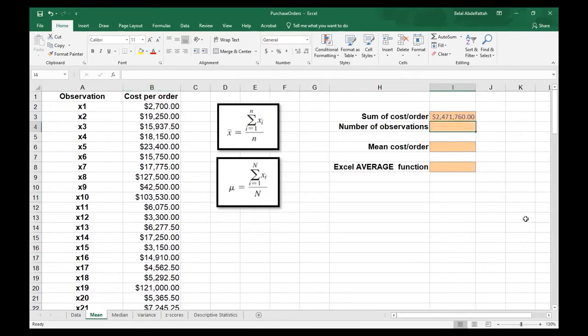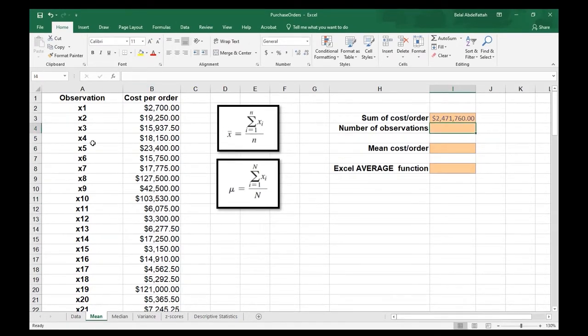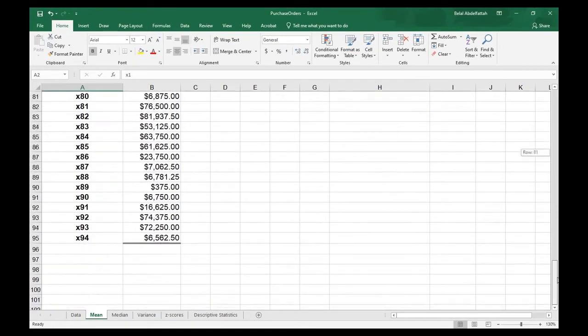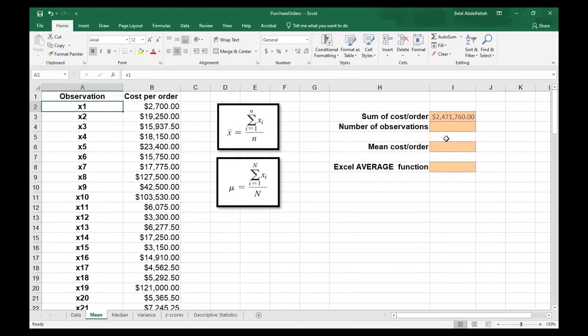And then the number of observations is the number of cost per order data values that we have. If you notice here, we're starting off at the first data point, which is X sub 1, and all the way down, we have 94. So we have 94 observations, but there is a function to do this.